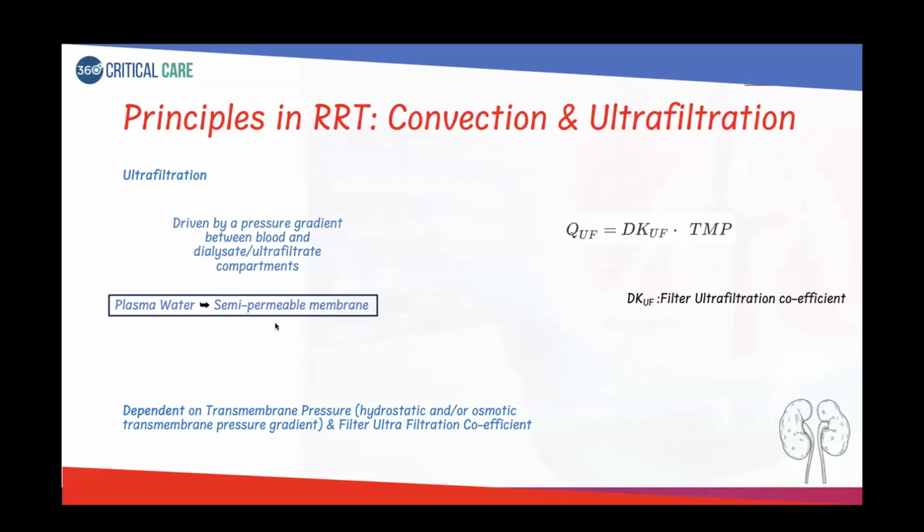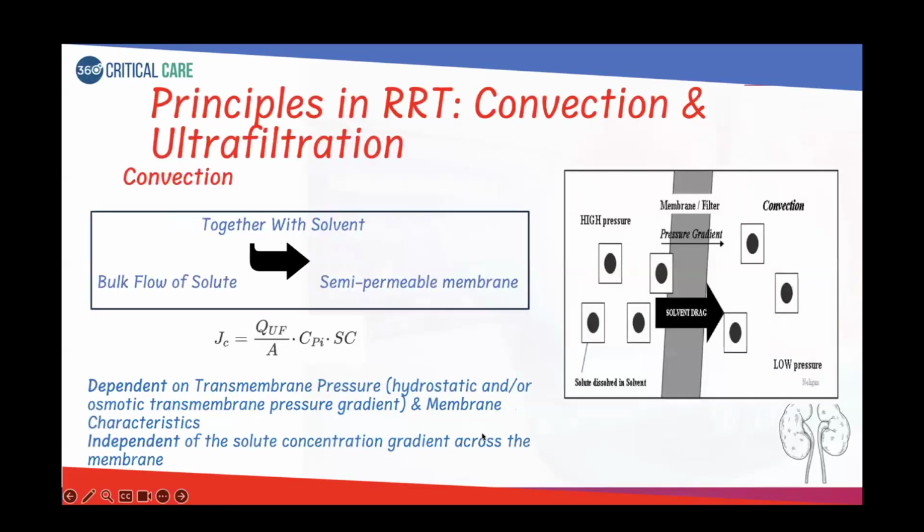As I said, it is dependent on the transmembrane pressure. The transmembrane pressure can be dictated by the hydrostatic pressure itself or the osmotic transmembrane pressure gradient. Either the hydrostatic pressure or the osmotic pressure across the membrane will determine the ultrafiltration rate. It is also dependent on the ultrafiltration coefficient. We'll talk about that a little bit more.